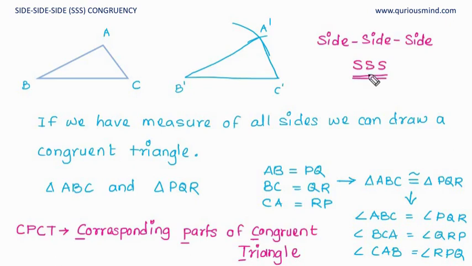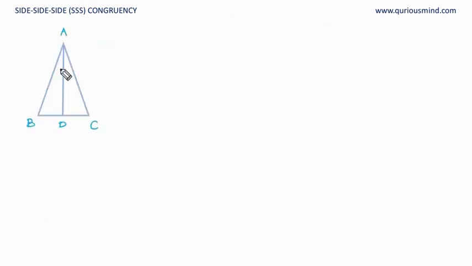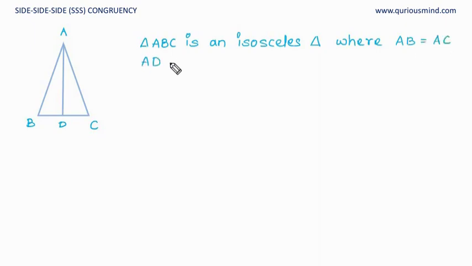Let's take a small example to understand how this can be used. In the adjoining figure, triangle ABC is an isosceles triangle and AD is the median. And we have to prove that triangle ABD is congruent with triangle ACD.